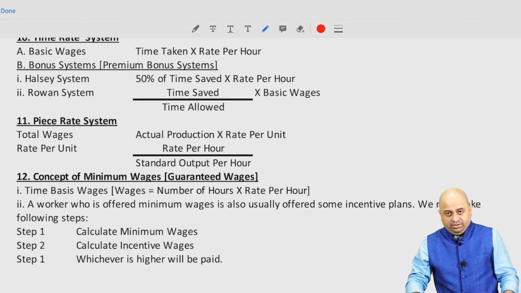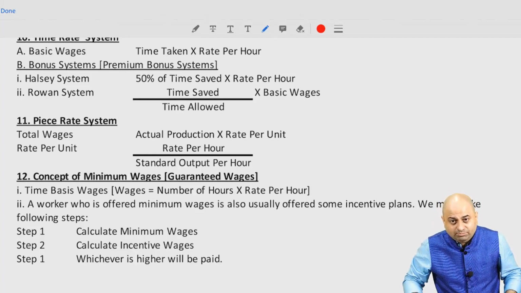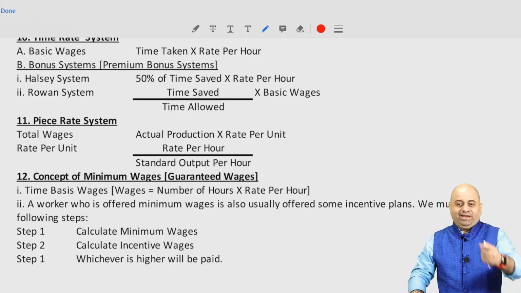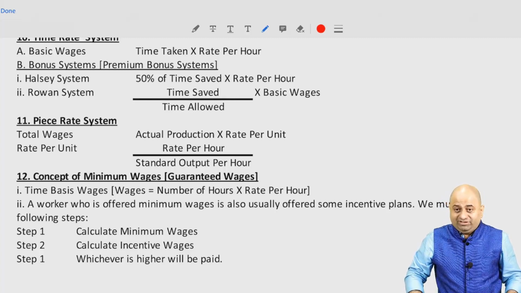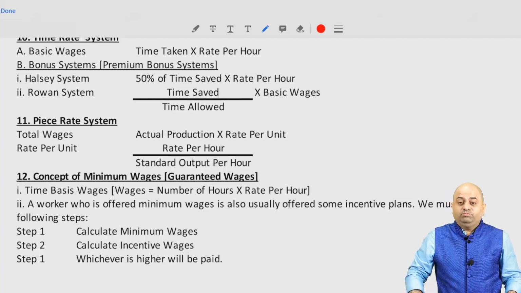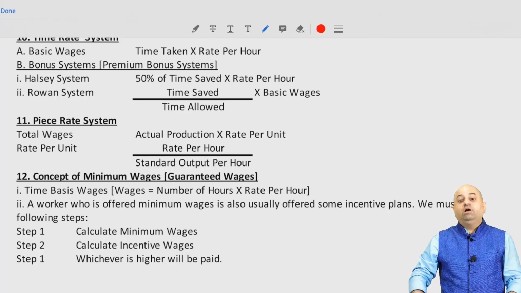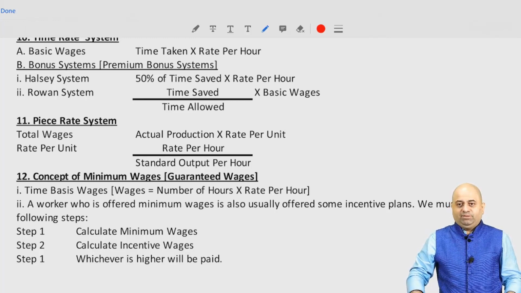So my dear friend, this is practically total theory. There might be some additional points while solving the questions we may come across, but this is practically the total theory of this particular chapter. Now we move on to questions.